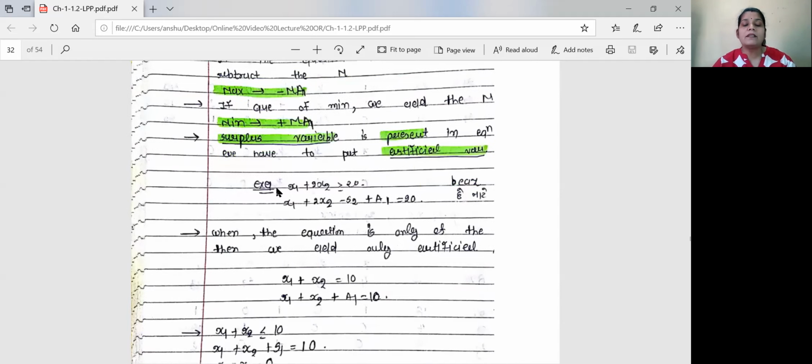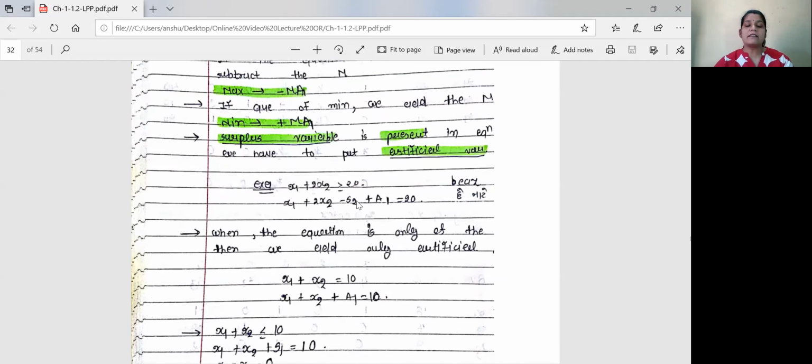So if a surplus variable is present in the equation, we have to put an artificial variable. For example, we are given one equation, x1 plus 2x2 greater than equal to 20. This is the greater than equal to sign. So we convert this sign into an equal to sign. If the value of x1 plus 2x2 is greater than equal to 20, then to convert into equal to sign, we subtract some value. So this value is minus s2, which is called the surplus variable.